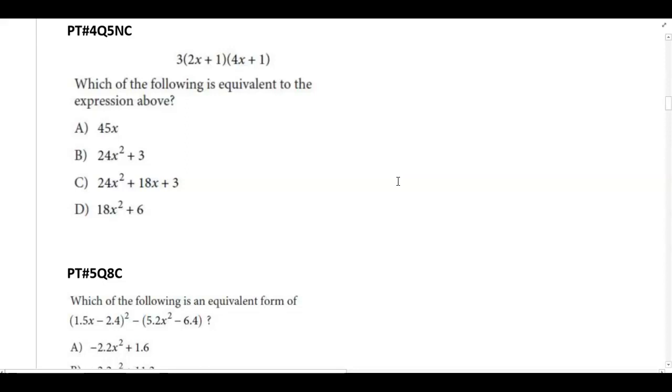Now, next example. Which of the following expressions is equivalent to the expression above? I have to basically multiply these three things together. Remember, anytime you multiply three numbers together, you have to multiply two at a time. So the first thing I'm going to do is multiply these two expressions by distributing that 3. 3 times 2x is 6x. 3 times 1 is plus 3. Remember, that turns into this, and now I have to multiply that by the 4x plus 1.